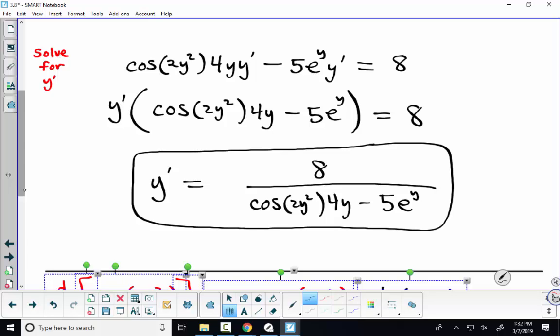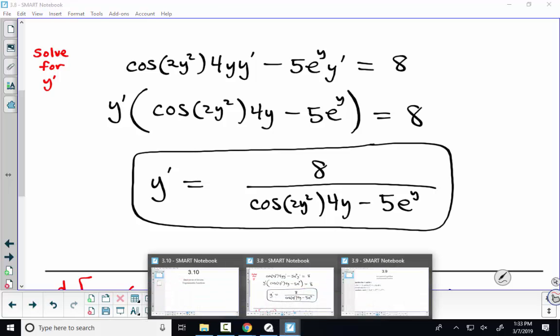I hope the solving for y prime is sort of secondary. I really just want to make sure that everyone's okay with the process of taking the derivative implicitly. Are there any questions on it? Well, then we'll end 3.8 and start 3.9.